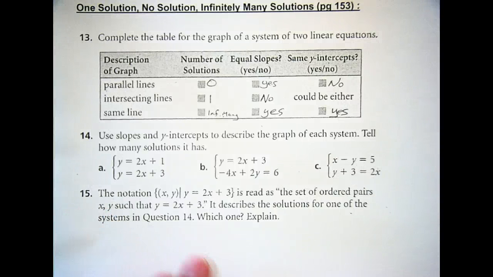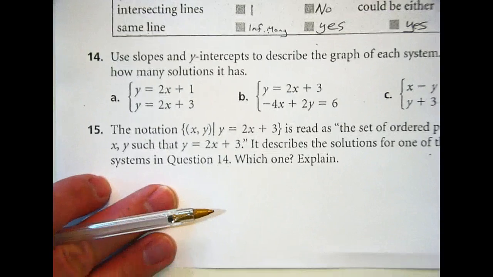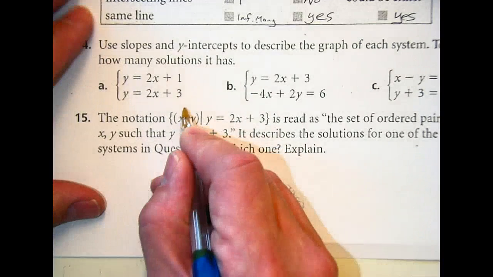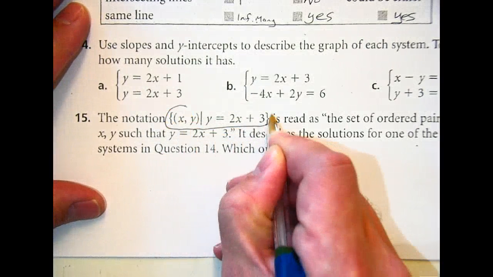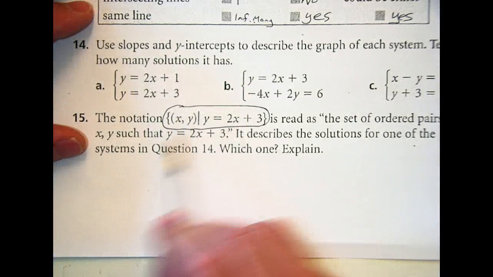Okay. Any questions there? That's a very quick review of dealing with systems. All right. A quick notation I want to point out is number 15. You won't see it much this year, but you will see it in upcoming years. The notation, this notation right here, you'll see that as a solution.